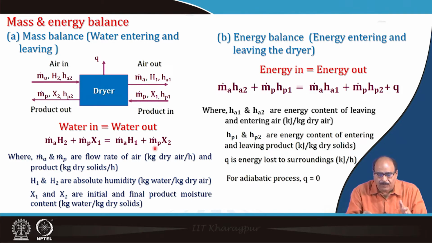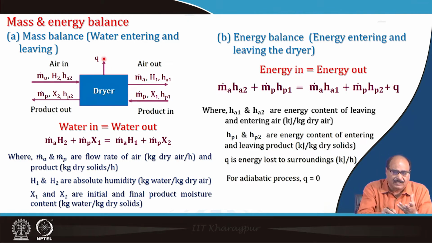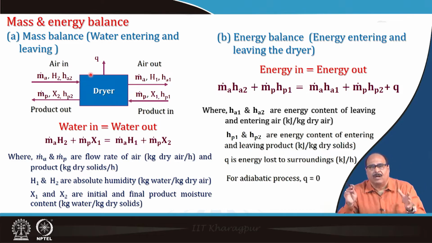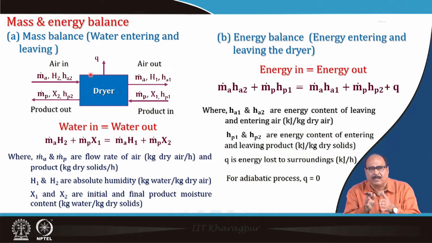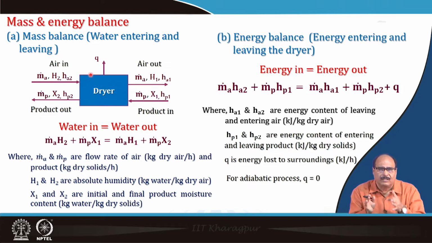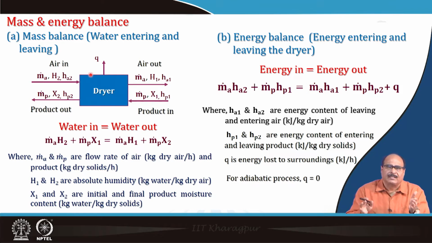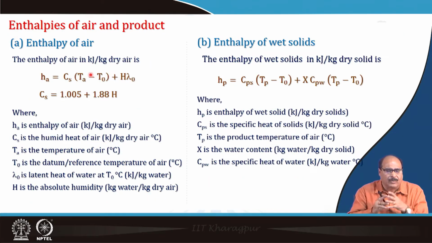Similarly, MA HA2 + MP HP1 = MA HA1 + MP HP2 + Q, where Q is the energy lost to the surroundings. In the figure you can see that Q amount of energy is going out to the surroundings. So from these equations you can have the energy balance as well as the mass balance. Water in equal to water out is the mass balance, energy in equal to energy out is the energy balance. Also you can find out the enthalpy of the air and the enthalpy of the wet solids.